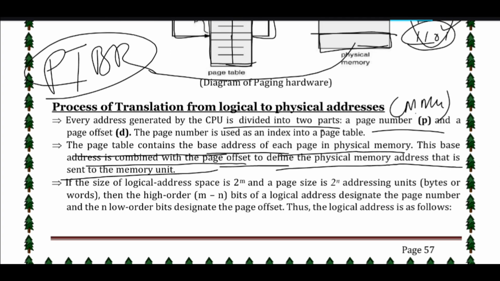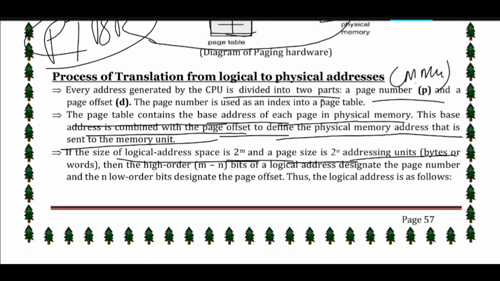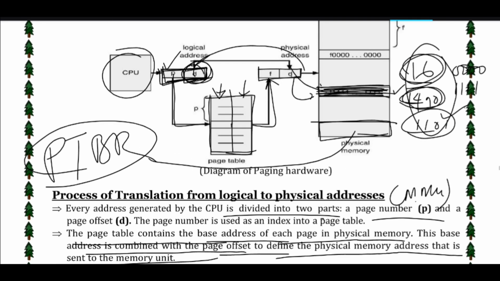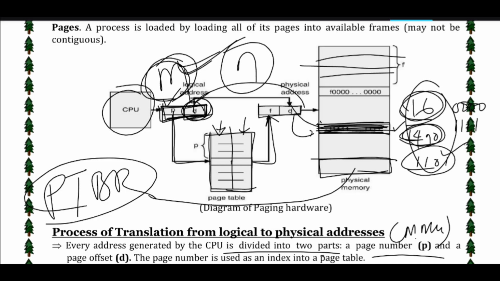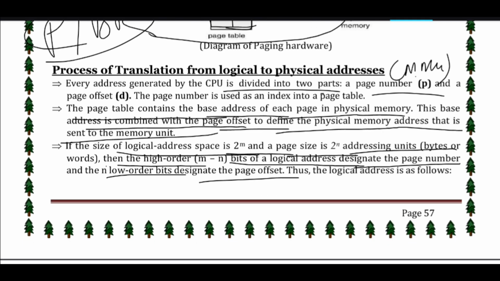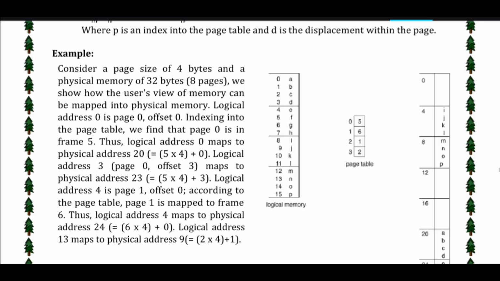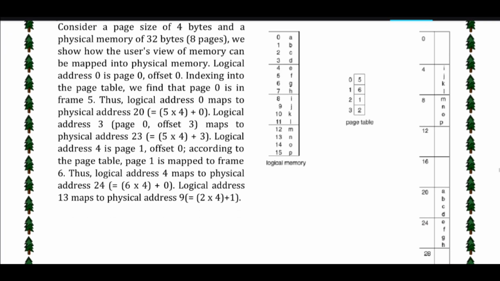If the size of the logical address space is 2 to the m and the page size is 2 to the n, in addressing units, then the m minus n high-order bits of the logical address designate the page number, and the n low-order bits designate the page offset. So the higher-order part is our page number, and the lower-order n bits give the instruction number. Here is some example; you can read the example for more clarity.